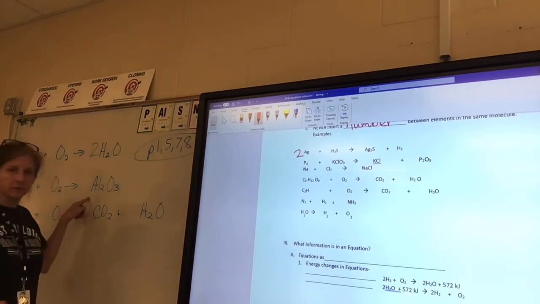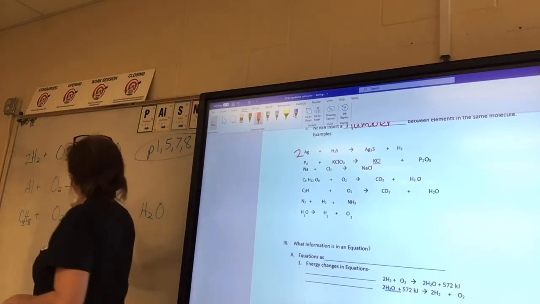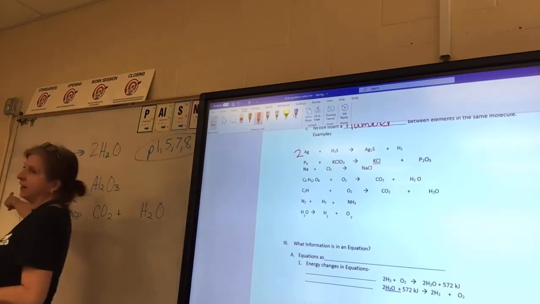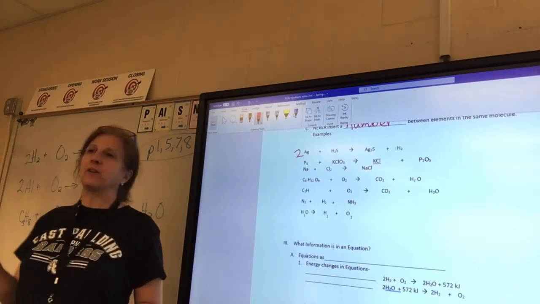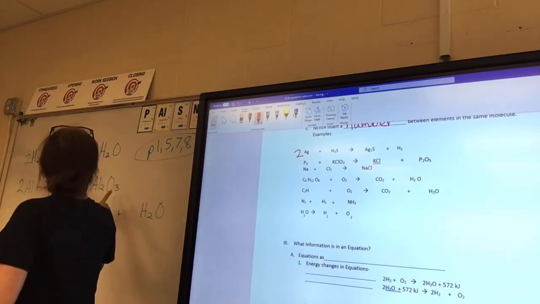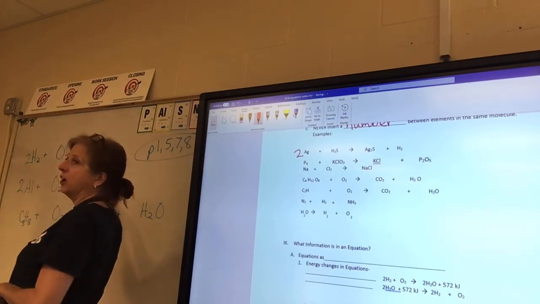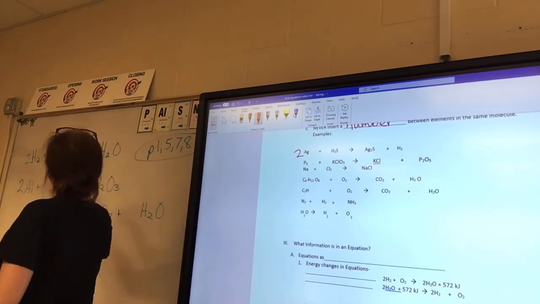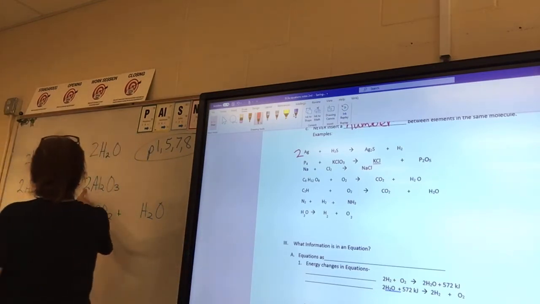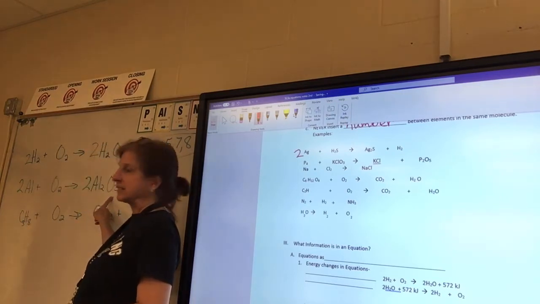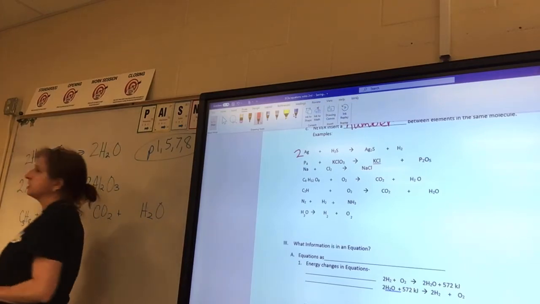All right, let's look at this one, okay? So over here, how many aluminums do we have? 1. How many do we have over here? 2. So what shall I write here? 2. Now you should do these in pencil. You gotta erase because you go back and forth and sometimes you're wrong. How many oxygens do I have here? 2. And how many do I have here? 3. Uh-oh. So now what can I multiply these to? I can multiply this times 2, and I have 2 times 3 is 6. What do I need to put here? A 3, because 3 times 2 is 6.